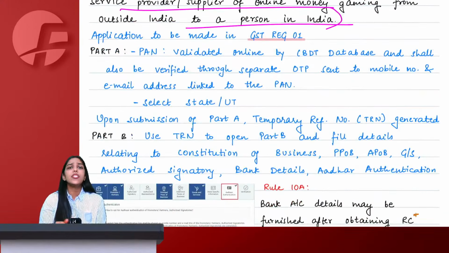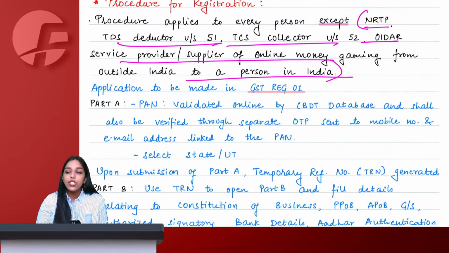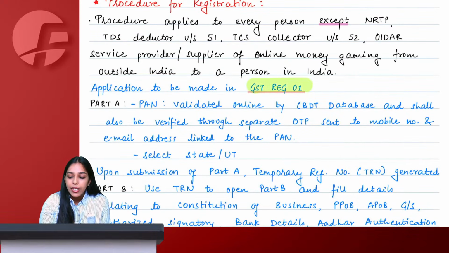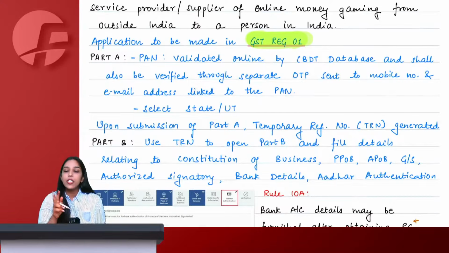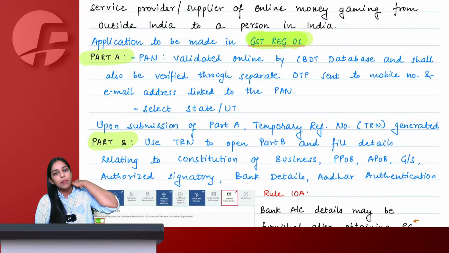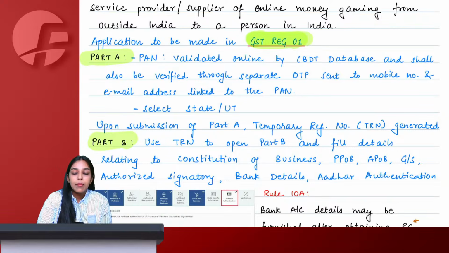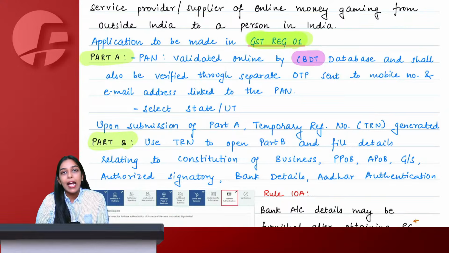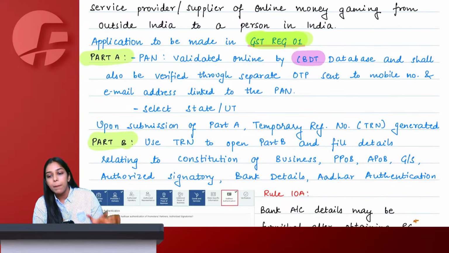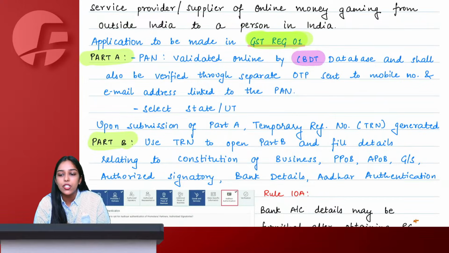Procedure simply says that you have to apply for GST number in form GST REG-01. There are 2 parts to this form, Part A and Part B. In Part A, you simply have to give your PAN number, which will be validated from the CBDT database. What is CBDT? Ma'am, CBDT is Central Board of Direct Taxes. So I will give my PAN number, which will be validated online from the CBDT database. Also, I will give my mobile number, email ID, and which state I want to take registration in. Only these basic things are given in Part A.